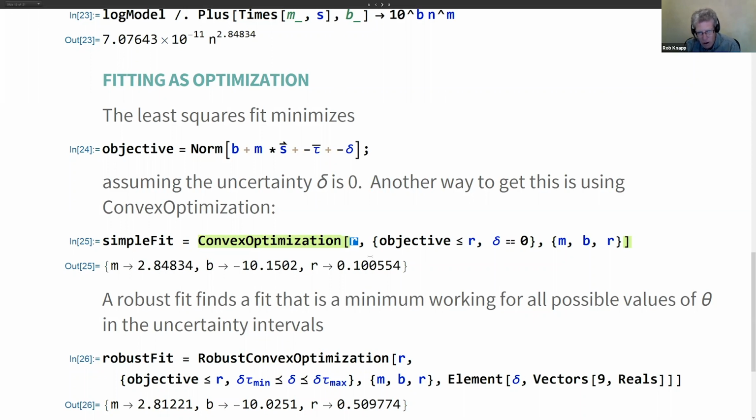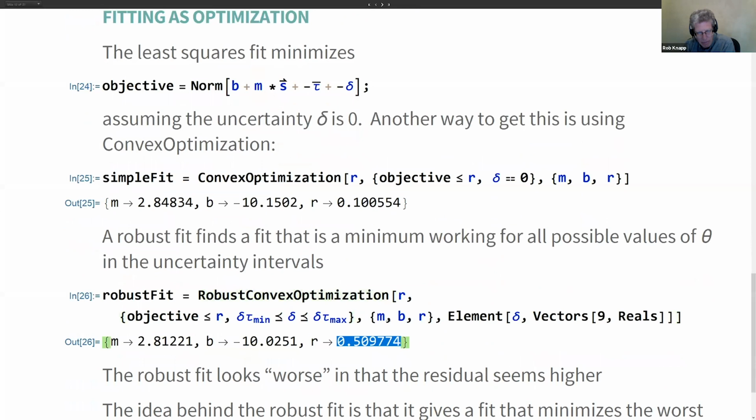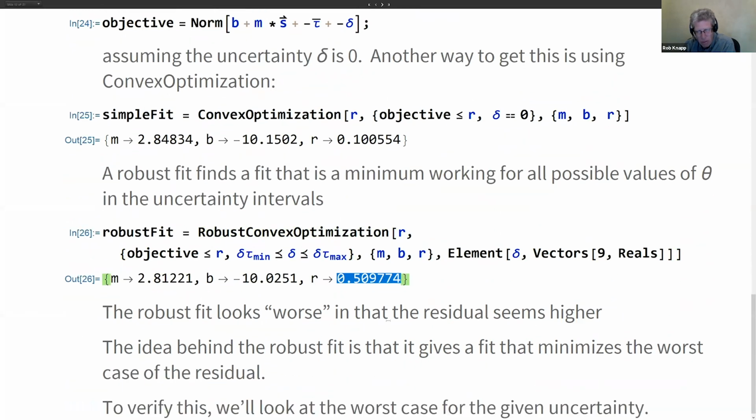Now, the reason I use the R here is this actually gives me the residual instantly. So I don't have to go back and compute it later. I have it as a part of my optimization. So it's just very convenient. Now notice here, when I do the robust optimization, this is an optimal value that's valid for all possible values of delta between these uncertainty intervals that I had. And notice that the optimum seems a lot worse. The residual is worse than the one I did in the simple fit. It looks worse, but it's not really.